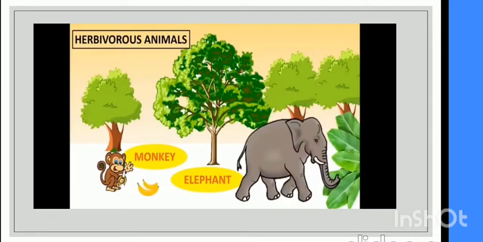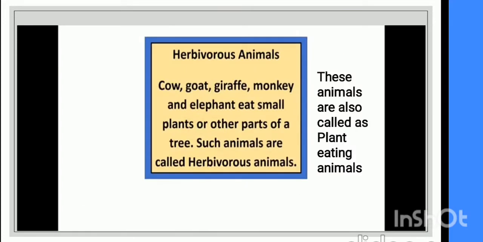First of all, come to the herbivorous animals. The animals which are totally dependent on plants or plant products for their food are known as herbivorous animals. Animals like cow, buffalo, elephant, they eat only grass and sugarcane. Animals that eat only plants, fruits and vegetables are known as plant-eating animals or herbivores.